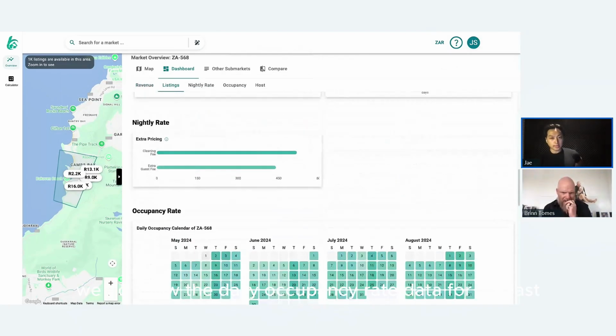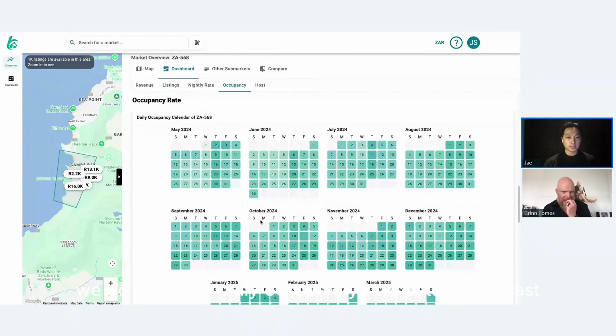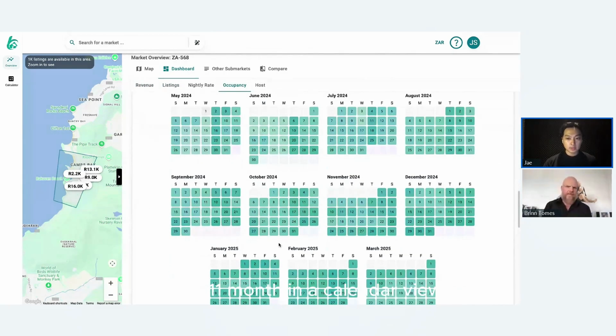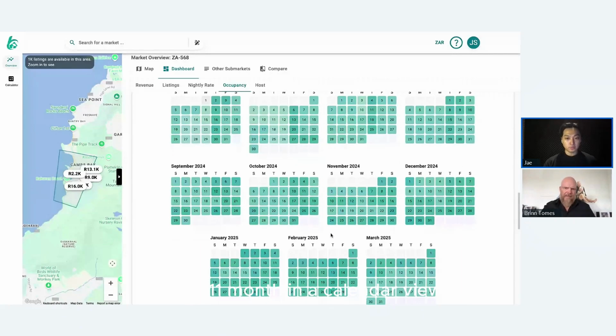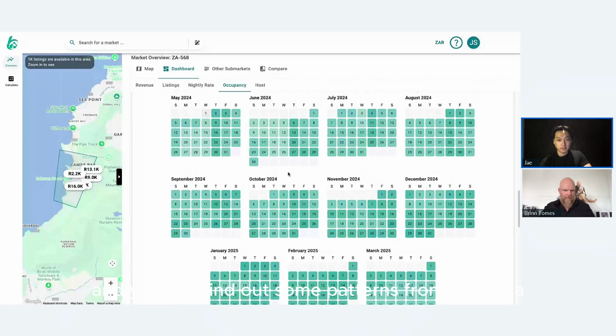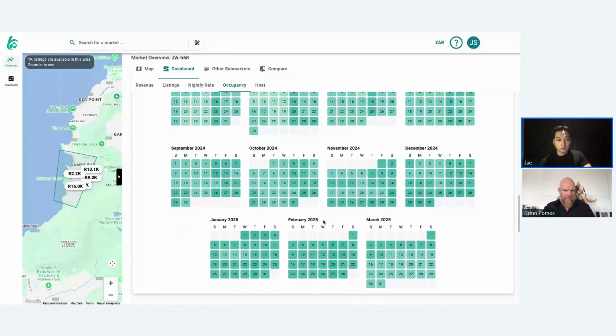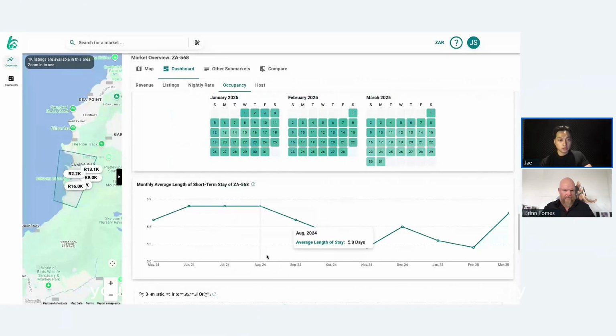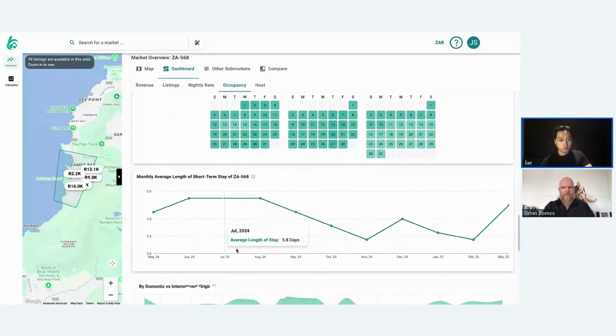So we do show the daily occupancy rate data for the last 11 months in a calendar view. So you can see how the occupancy rate is changing over the weekend versus weekday, and you can find some patterns from this data. You can also see the average length of stay, so how long they are staying in different months of the year.